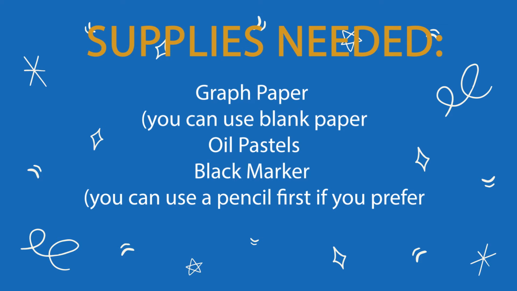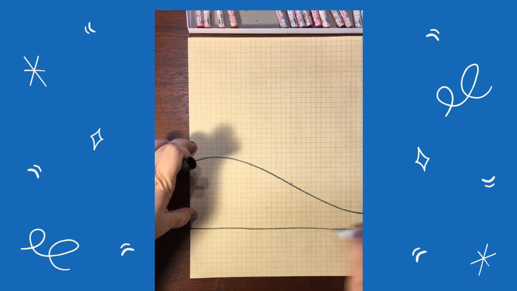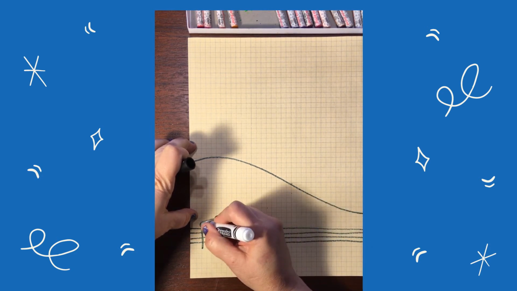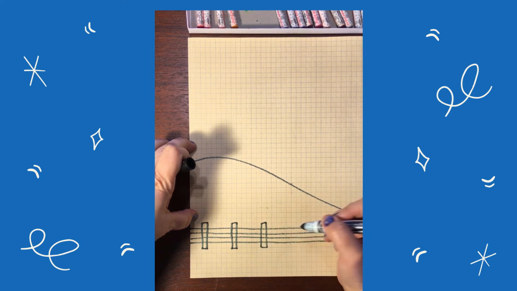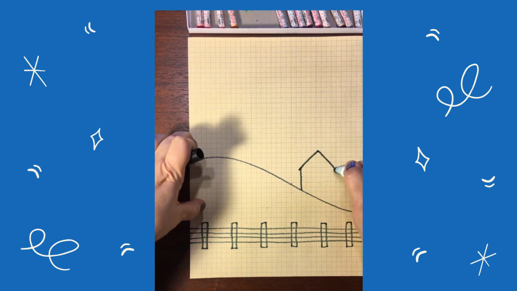Okay, let's get started drawing. I'm going to just go ahead and start with a marker. First, I'm going to draw one big hill and a fence at the front of my farmland. Remember, this video is sped up 4 times the normal speed. You do not need to draw this fast.